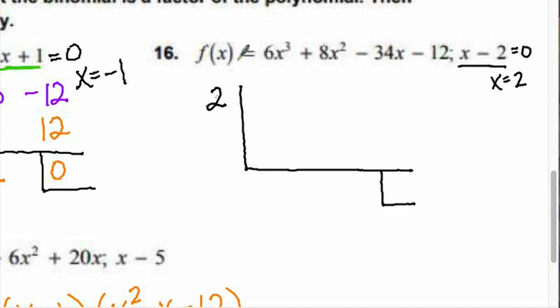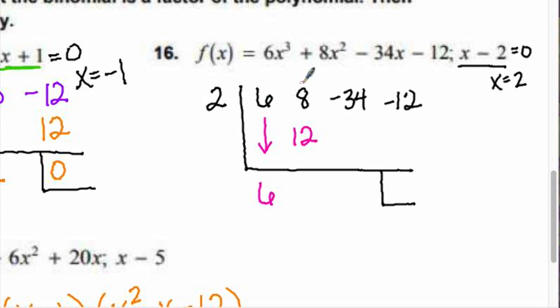Put the 2 here. Check for placeholders. So we have degrees 3, 2, 1, 0. Don't need any placeholders, so we're using our coefficients 6, 8, negative 34, and negative 12. First number is a 6, comes straight down. 6 times 2 is 12. Add these. 8 and 12 gives me 20. 20 times 2 is 40. We're going to add those together.